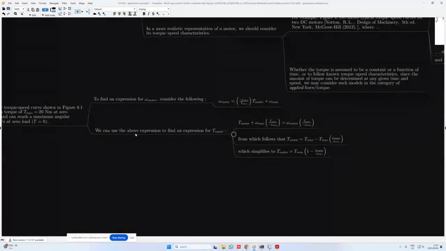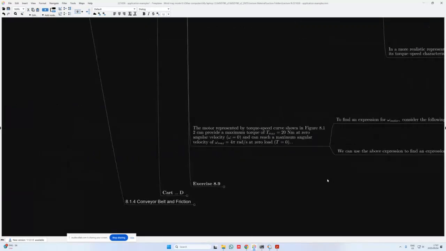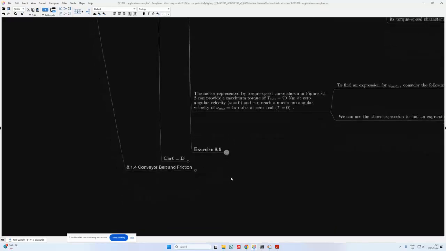And now I can just go ahead and do some manipulation of this expression over here, so that I can rather write this equation in terms of T motor. So then T motor is equal to the maximum torque that the motor can provide, multiplied by 1 minus omega motor over omega max, which is some sort of a speed ratio that we have for the torque curve. Okay, so with that in mind, we can then move on to exercise 8.9.